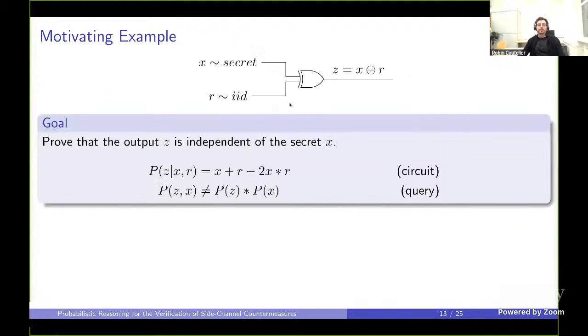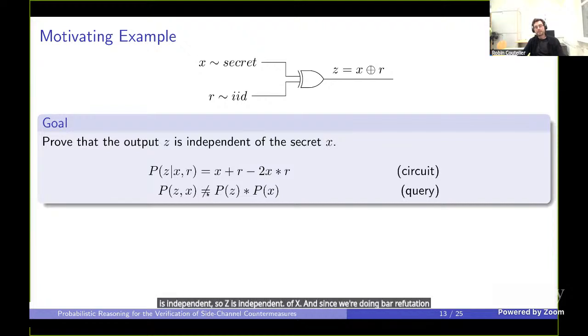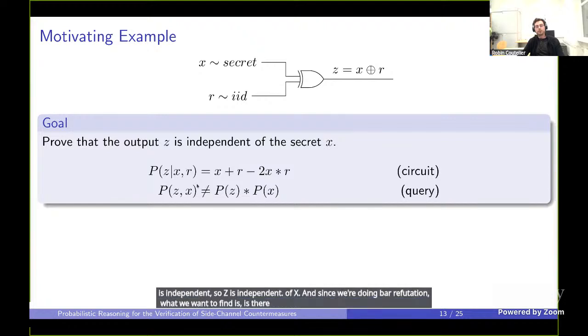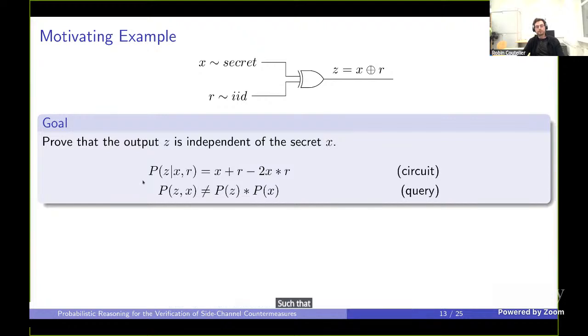Okay, so here is the example that we mentioned earlier, where Z is the output of a XOR gate, where R is uniformly and identically distributed. Okay, so we want to show that the output is independent, so Z is independent of X. And since we're doing it by refutation, what we want to find is whether there is a solution such that this does not hold. So this means they are not independent.